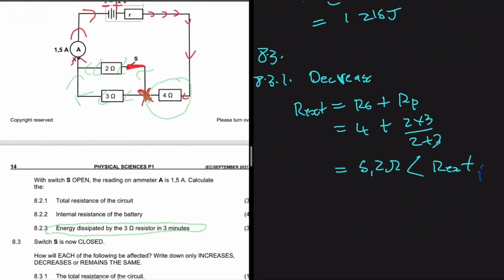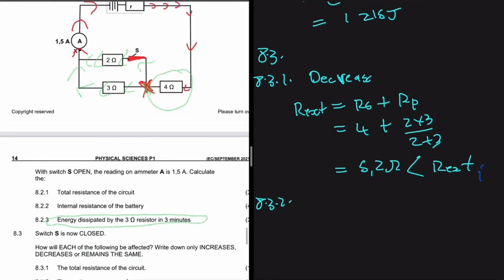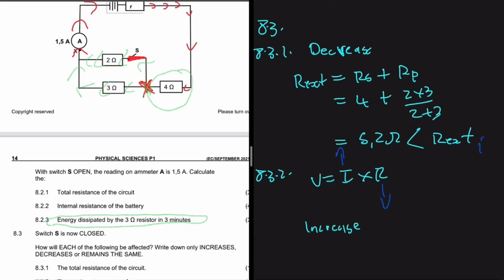So if we close that switch, the total resistance of the circuit will go down. 8.3.2 says, how will the reading on ammeter A be affected? If V is equal to I multiplied by R, and the resistance went down, then the current should go up. So the reading on the ammeter will increase. If you decrease the resistance, the current goes up.